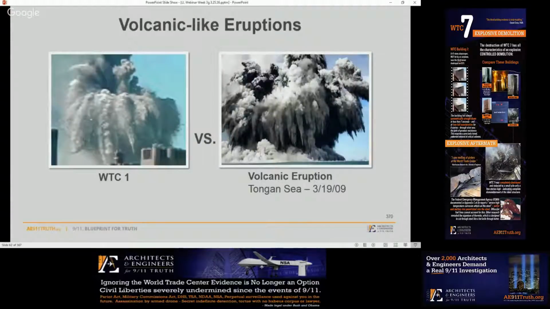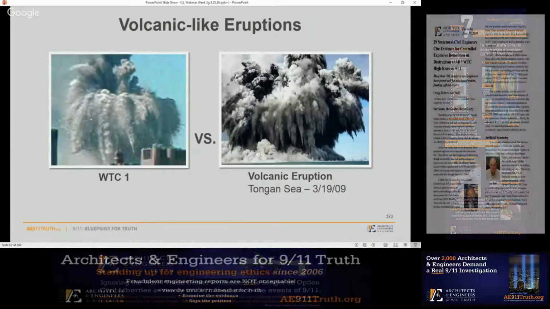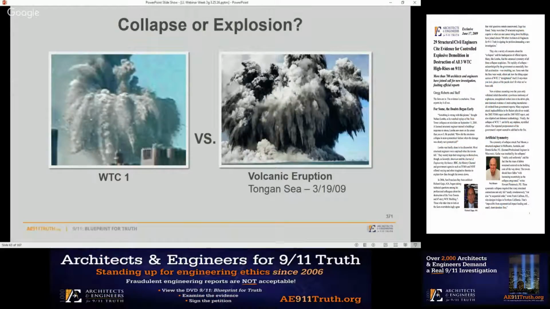And it looks very similar, in fact, like the volcanic eruption in the Tongan Sea in 2009 on the right, World Trade Center 1 on the left. Much more similar to this massive explosion, in the case of the Twin Towers, more like massive explosions, thousands of them. What does it look like to you intuitively? Ask yourself, is this an apple or is this an orange? We're told it was an orange, but it's obviously an apple.